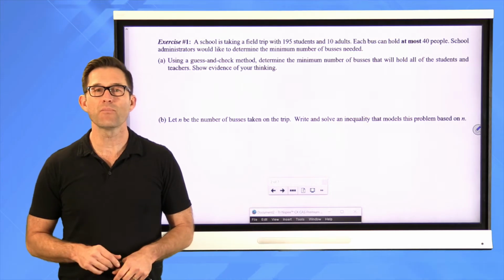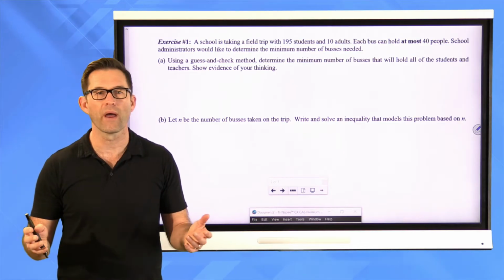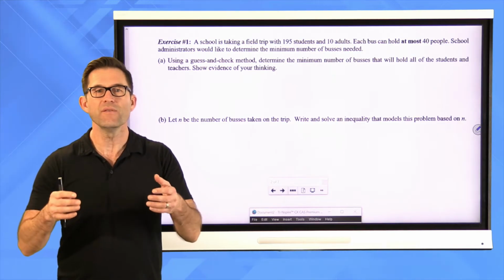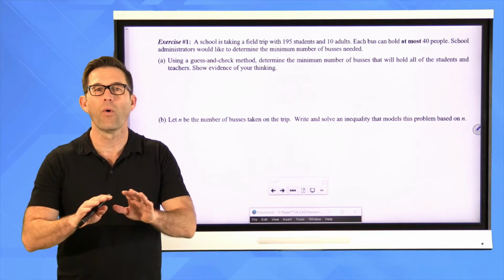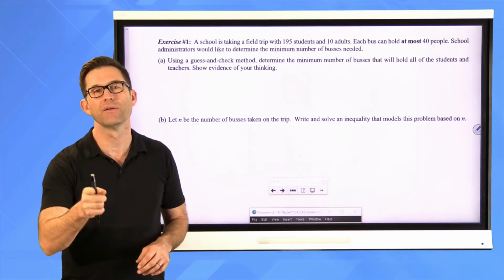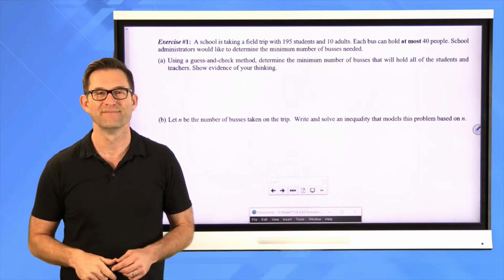Well, this should be pretty easy for you, so I'd like you to just pause the video now and play around with this and see if you can come up with the minimum number of buses that I'm going to take in order to hold everyone. Don't leave the adults behind, okay? You might want to, but don't do it. Pause the video now.